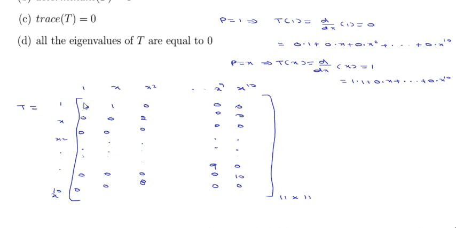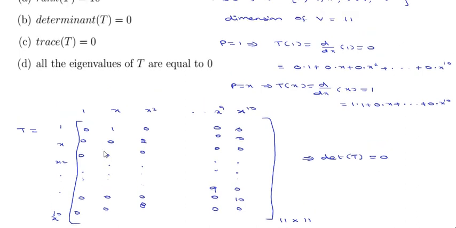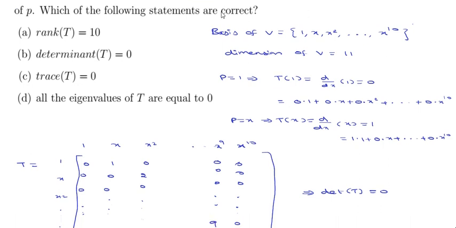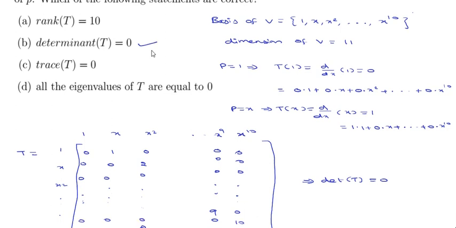So in this matrix, the first column and the last row will be 0. So therefore, when we find the determinant of this matrix, this is equal to 0 since the first column is 0. So therefore, we need to check which of the following statements are correct. So this statement is correct: determinant of T is 0.